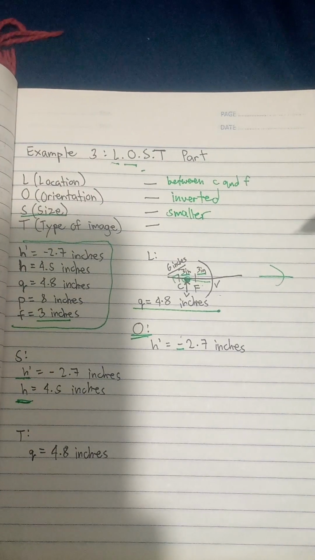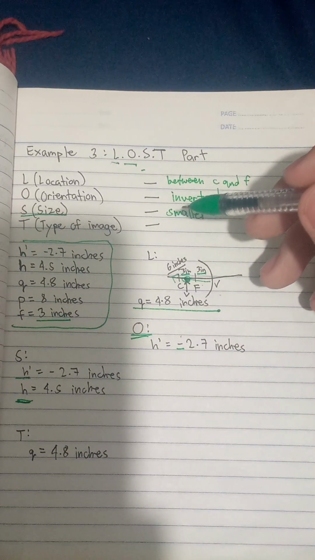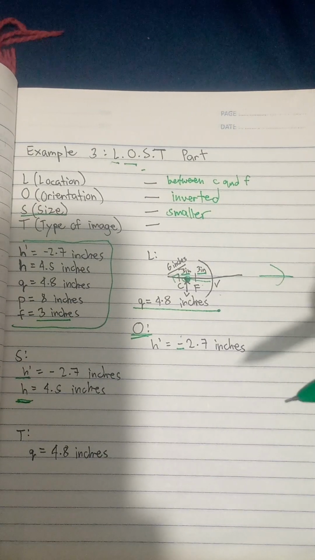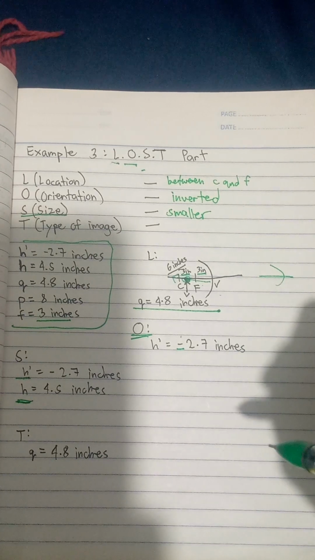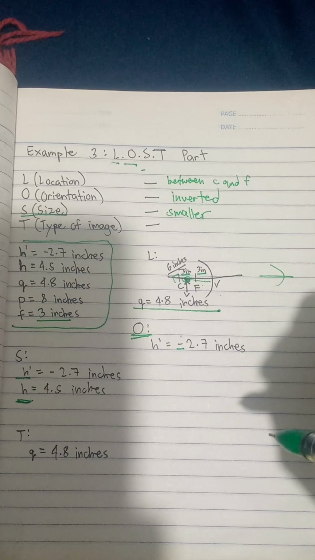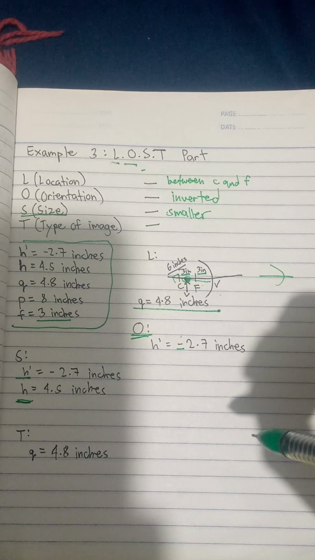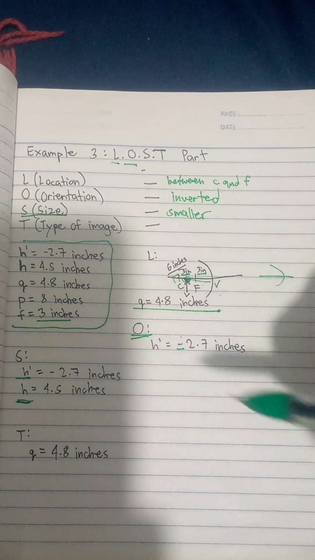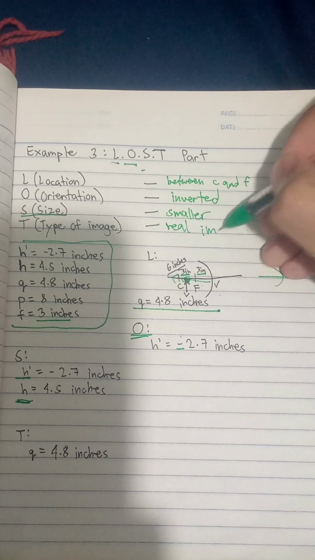Now for the last, the type of image, T. We just need to look at the value of q, and if it's positive, it's a real image, and if it's negative, then it's a virtual image. In the problem, the value of q is 4.8 inches, which means it's positive, and then the type of image is a real image. That is all. Thank you.